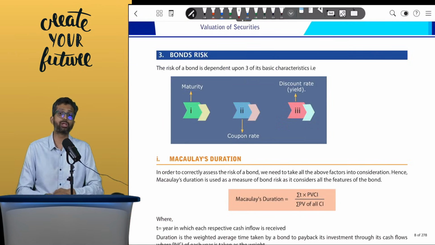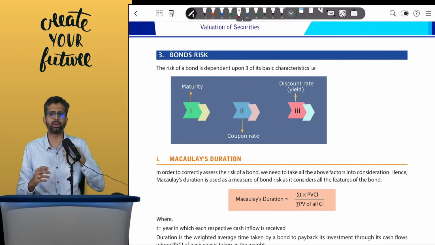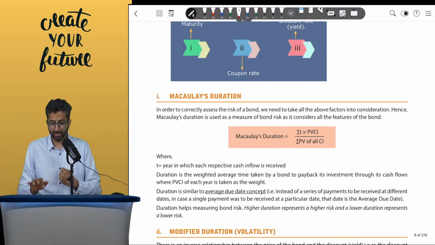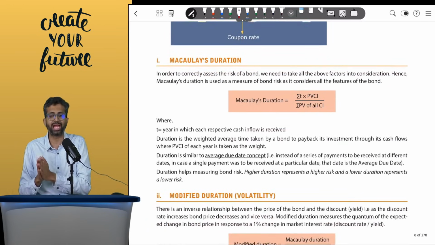Then you have a measure of bond risk, which can be measured by something called Macaulay's duration. Macaulay's duration is nothing but the time based weighted average.